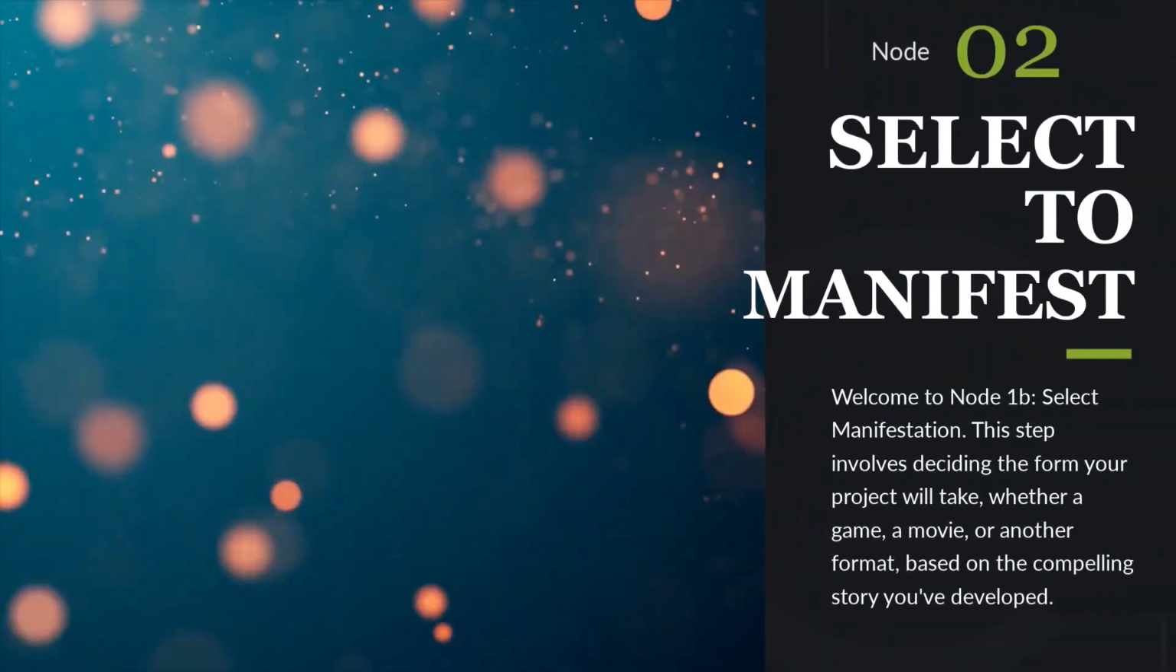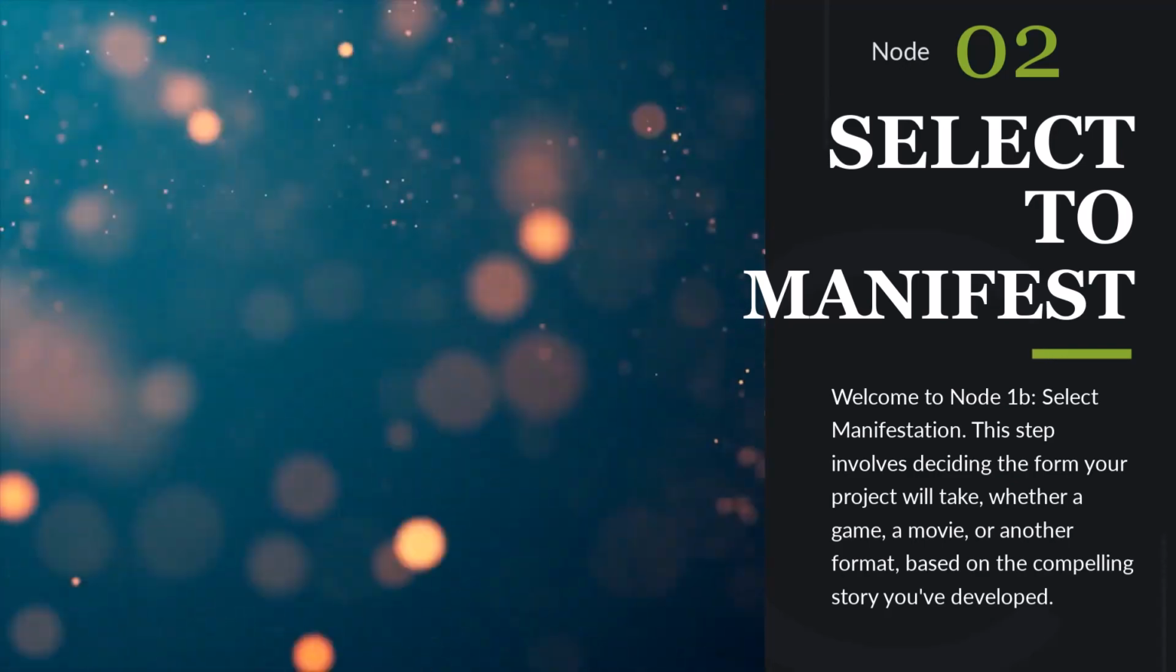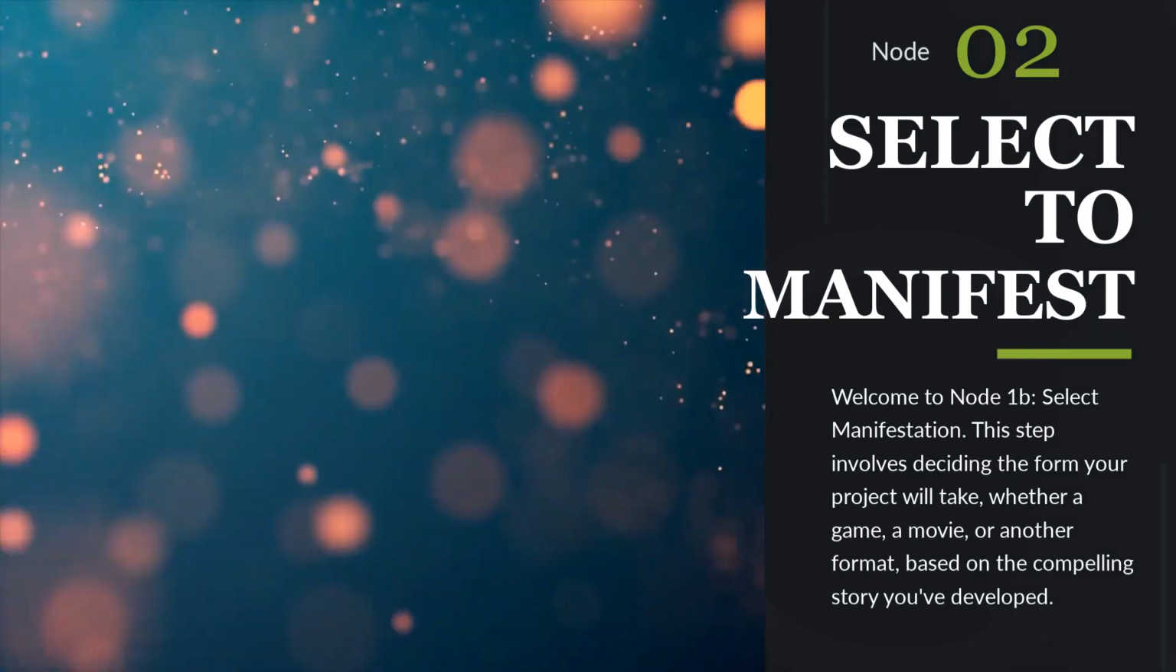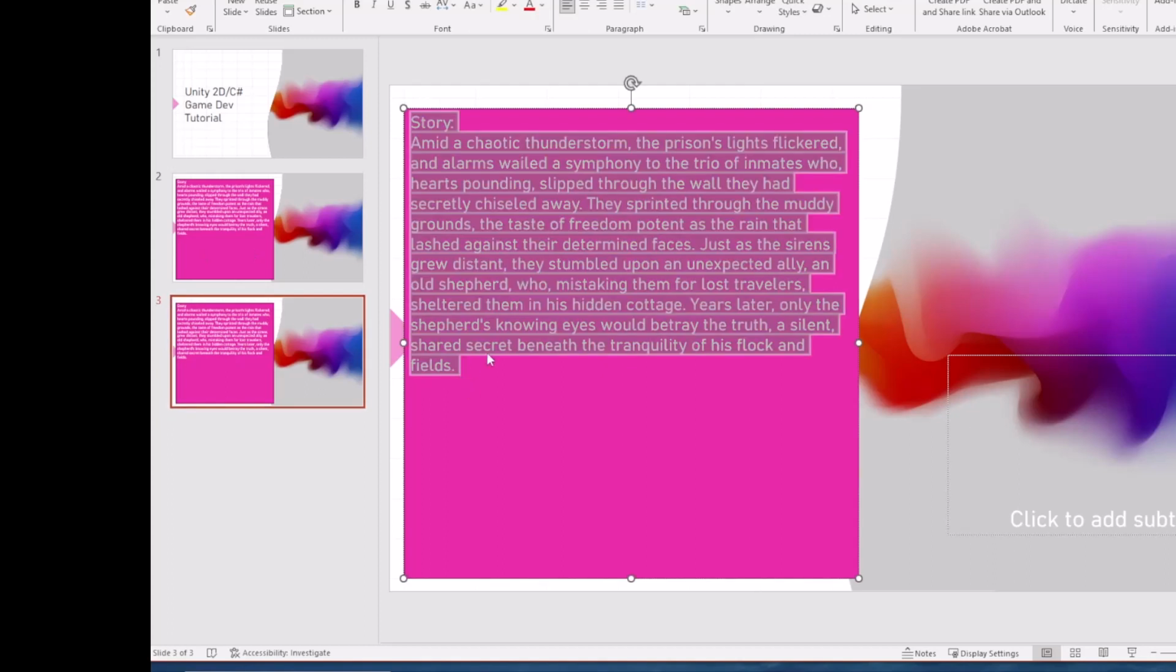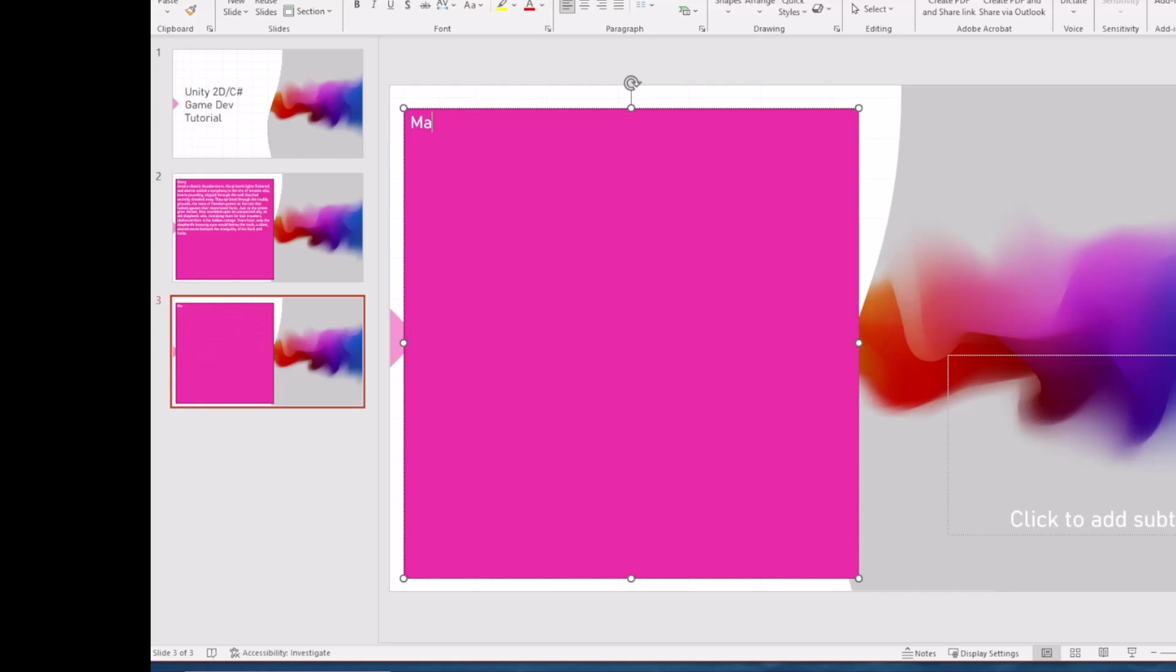So the next stage is we're going to have to manifest this story into something, like I said before. So I'm just going to duplicate this, hitting Control D, which duplicates the slide. And I'm going to go up in here, and I'm going to put what I can manifest my story into. Okay, so I can choose something.